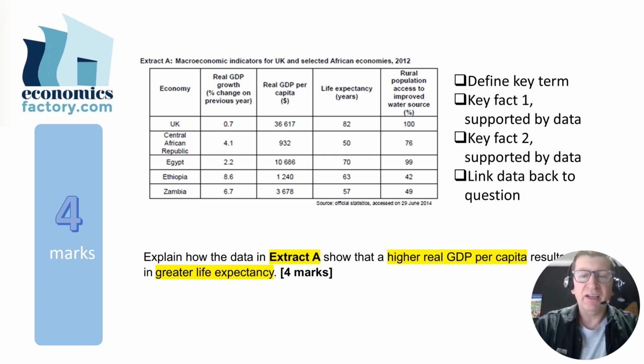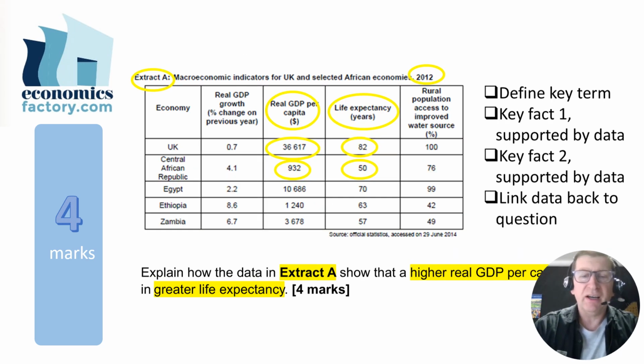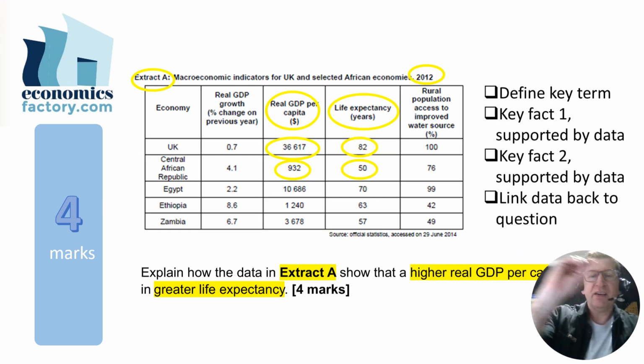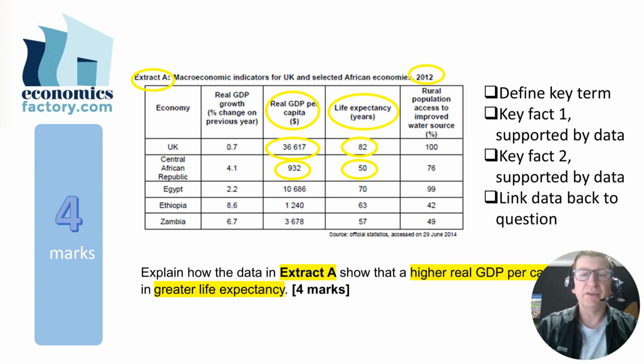Now you can see I've highlighted the question in just the same way as I did for a 2 marker. And we're now going to go in and highlight the data in the same way. Extract A, yes, I know I'm using the right chart. 2012, because I'm going to need to quote that year when I'm doing my 2 key facts. We know from highlighting the question we're looking for real GDP per capita, highlight that column. Life expectancy, highlight that column.